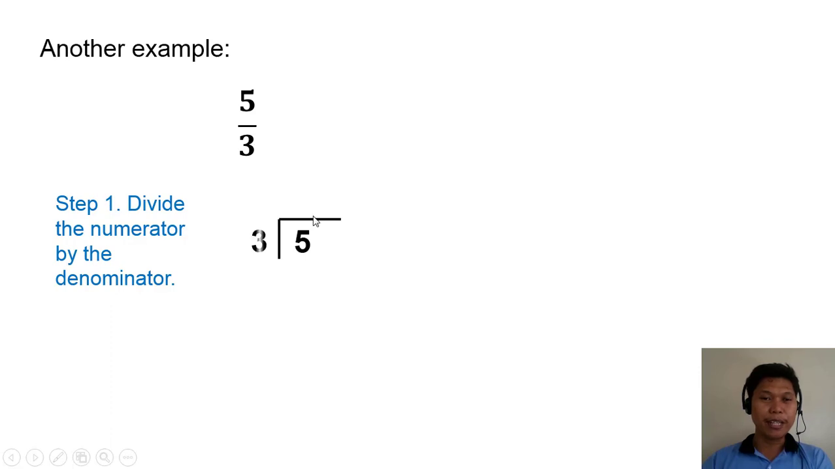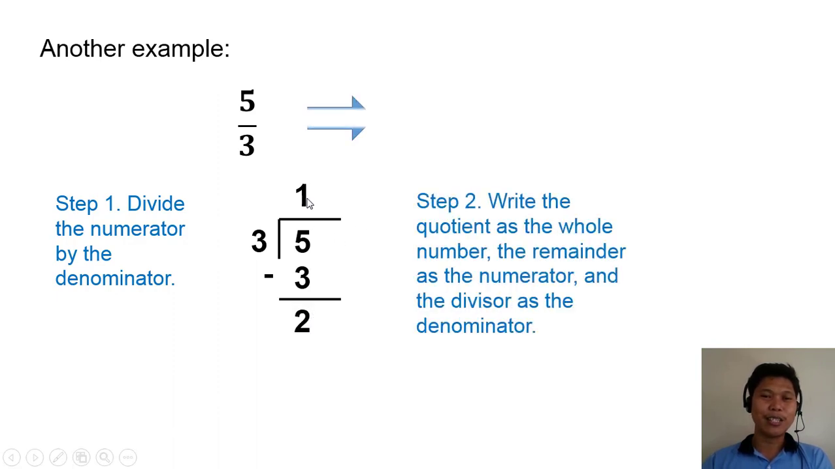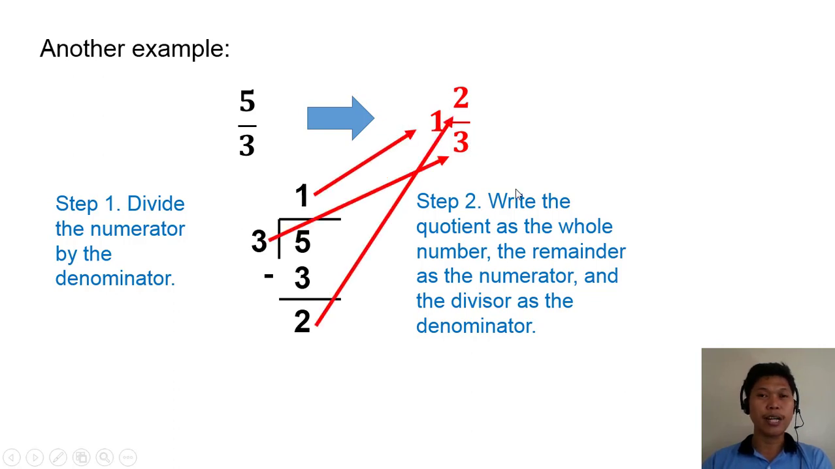So, 5 divided by 3. Ilang 3's ba meron sa 5? We have 3, 6. Lagpas na kung 6. 1 lang. So, 3. So, 1 times 3 is 3 and 5 minus 3 is equal to 2. And we are going to write this. This is 1, the whole number, 2, and 3. So, 1 and 2 thirds. And our answer is 1 and 2 thirds.